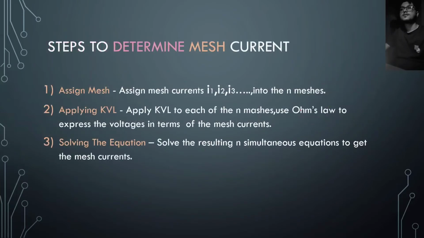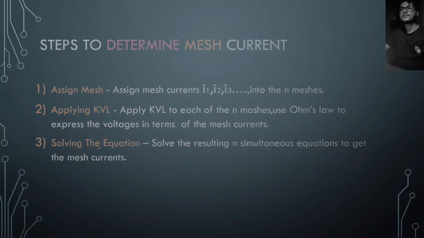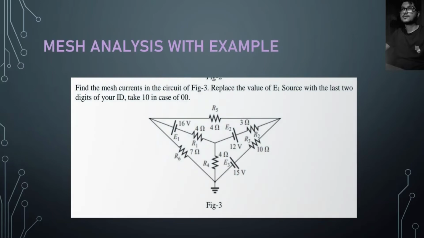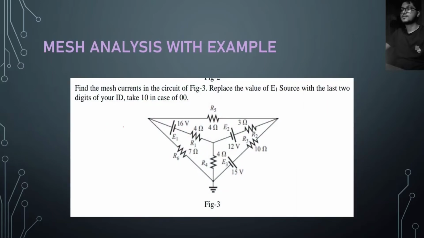So there are the steps to determine mesh currents. The first one is assigning mesh. We need to assign 1, 2, 3 as the numbers of the meshes. Then we will apply KVL to the meshes separately and then solve the equations. So we can see the questions about the mesh analysis.